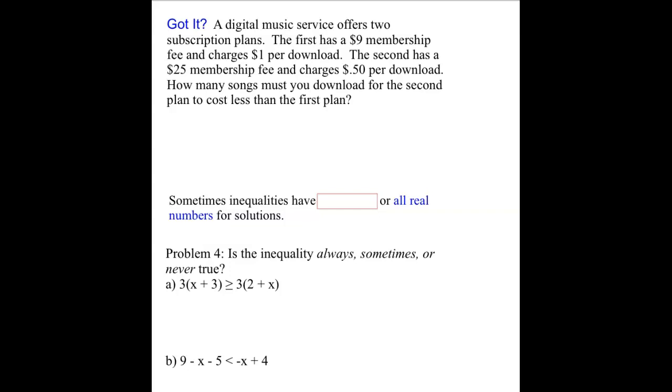Second example of this, a digital music service offers 2 subscription plans. The first has a $9 membership fee, and then they will charge $1 per download. The second has $25 membership fee, but only 50 cents per download. How many songs must you download for the second plan to cost less than the first plan? Okay, the second plan has to be less than the first plan.